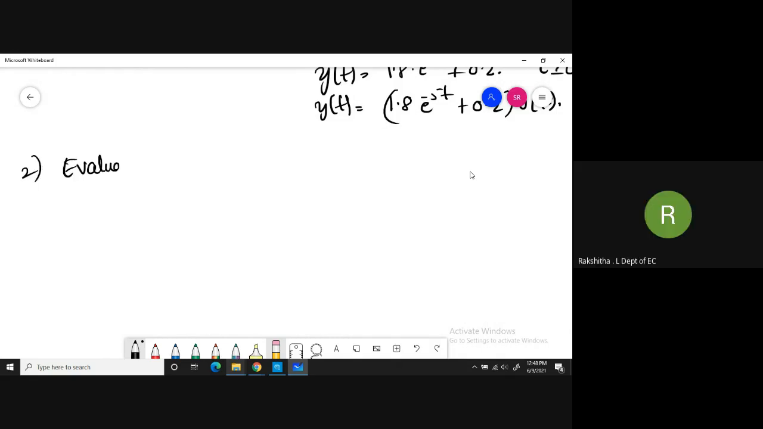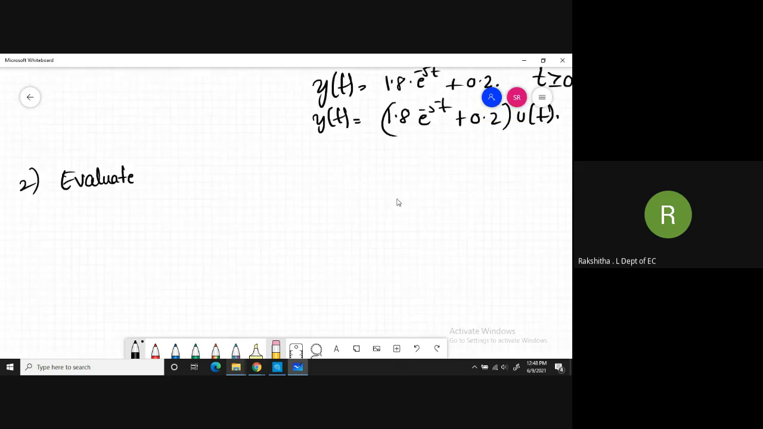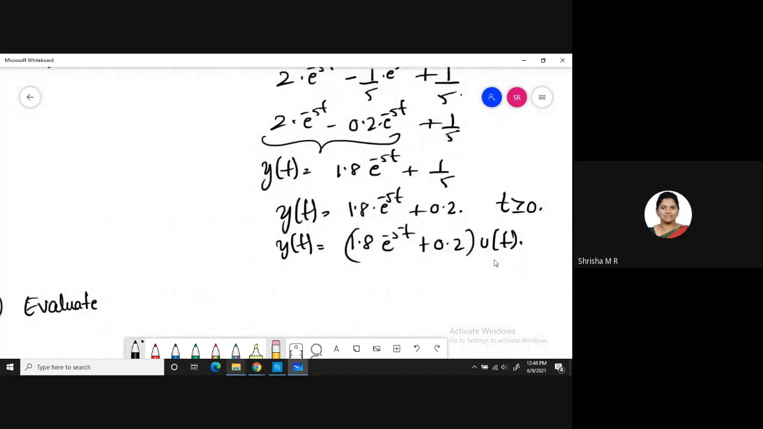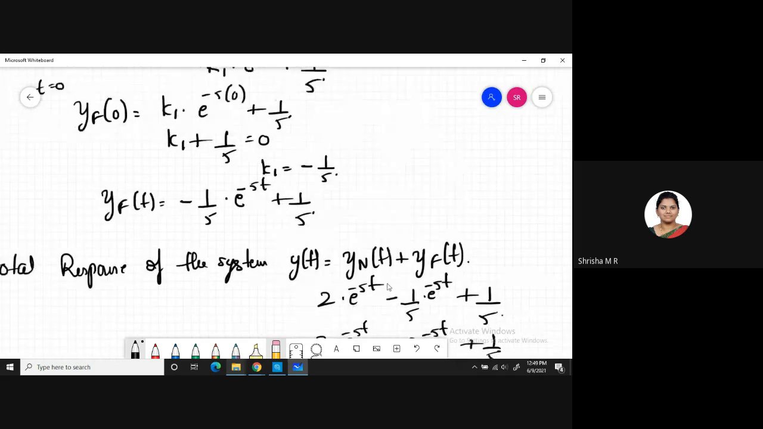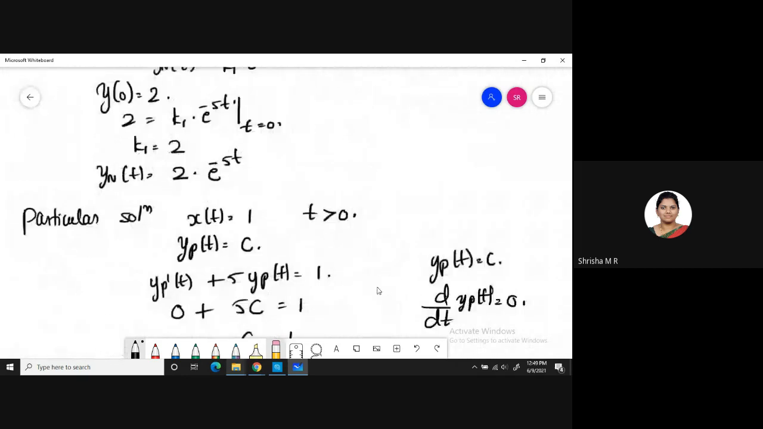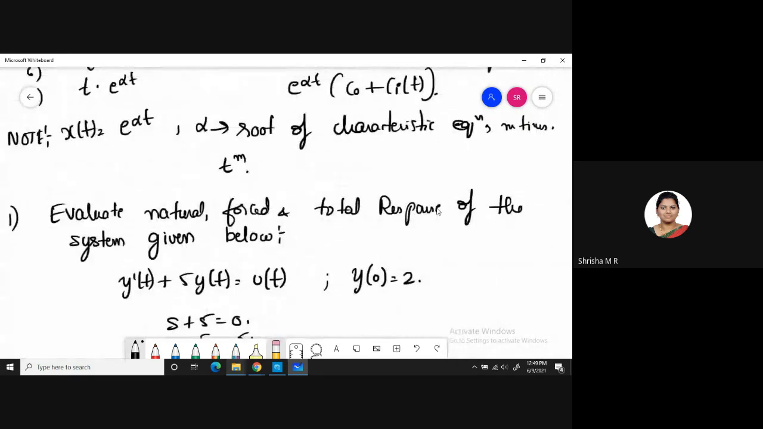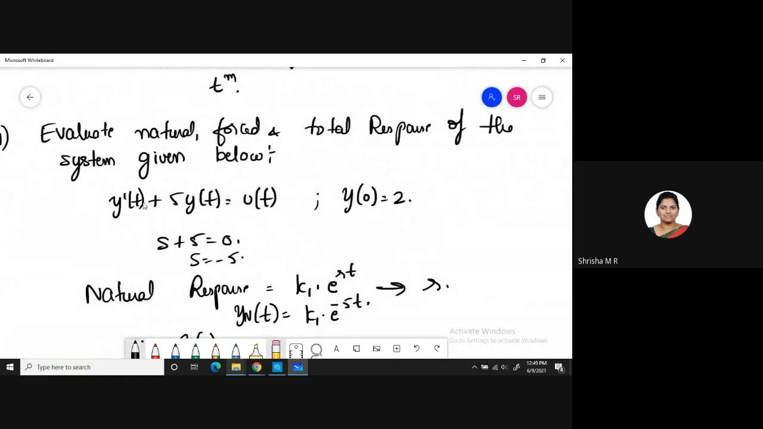Excuse me, ma'am, why did you write u of t at the last? Because our input is u of t, no? The output exists only for t greater than or equal to 0, because x of t is given to be u of t, which means it starts from t equal to 0. Got it? Okay, ma'am.